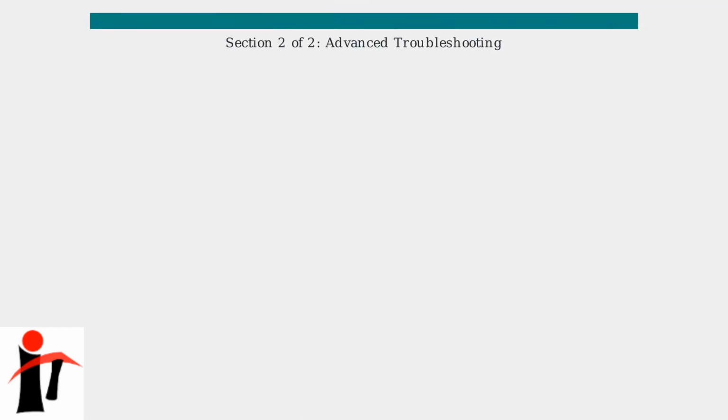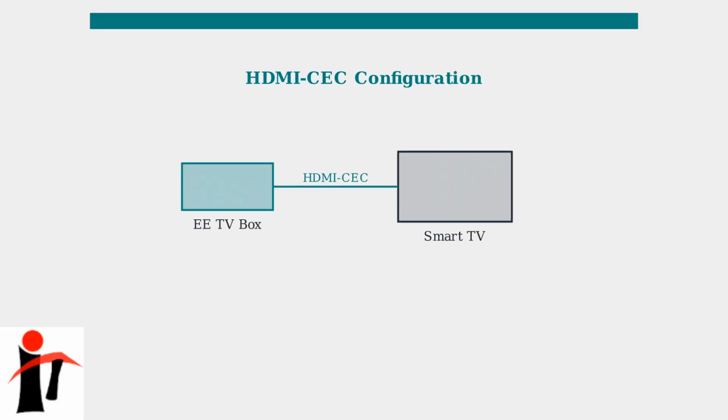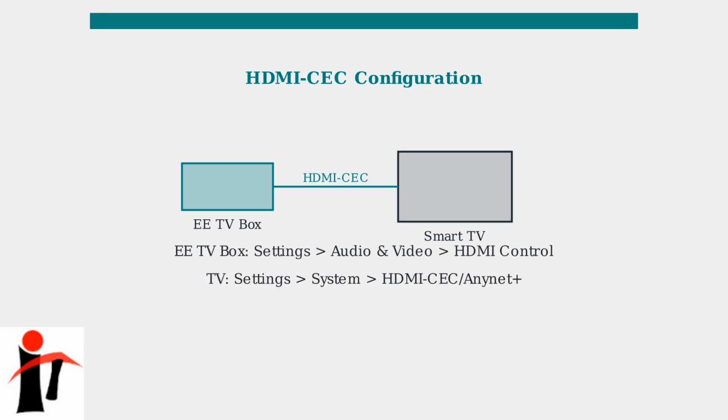When basic troubleshooting fails to resolve EE box volume issues, advanced techniques become necessary. We'll explore sophisticated solutions and examine the future of EE's television services. HDMI CEC, or Consumer Electronics Control, enables unified volume control across connected devices. Proper configuration is crucial for seamless operation between your EE box and television. Enable HDMI control in both device settings menus.